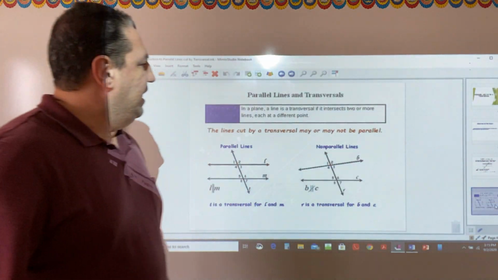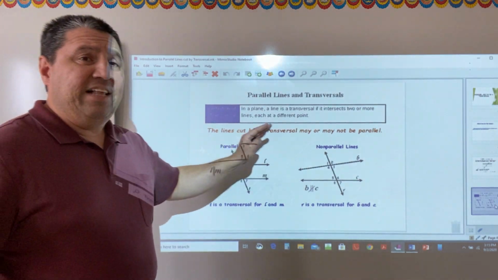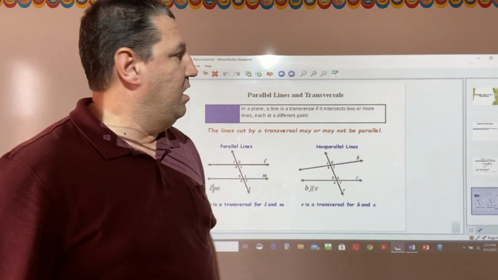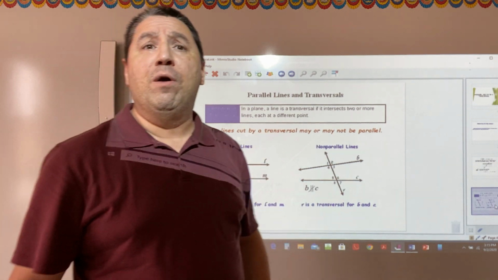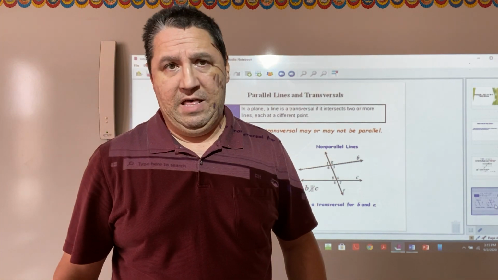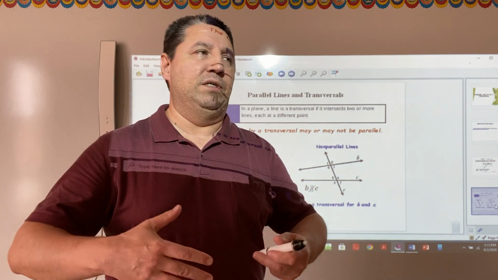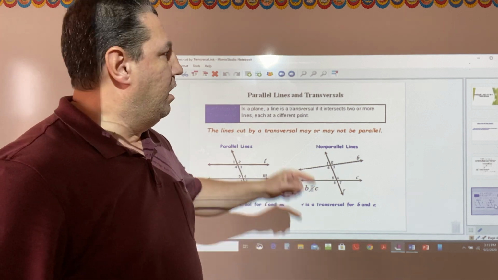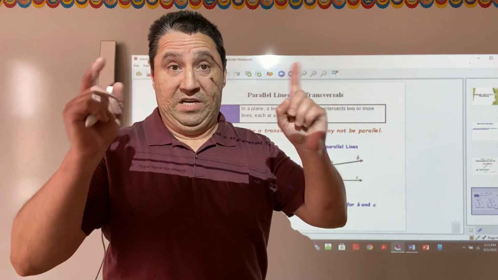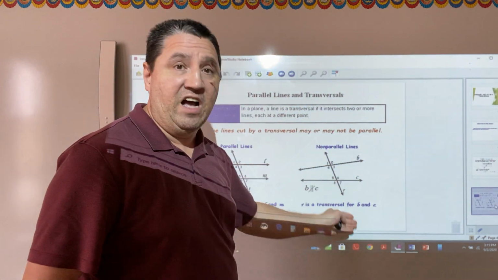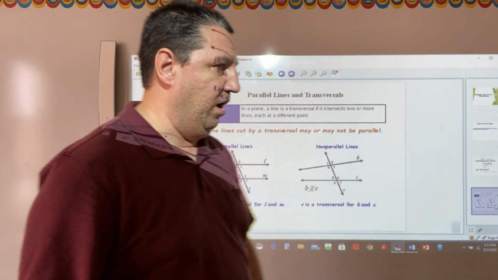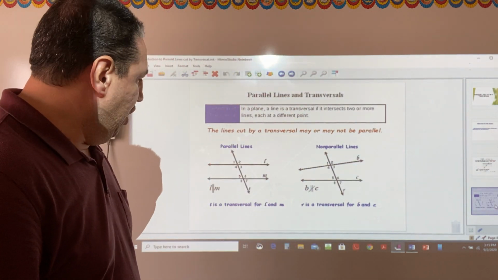Next. Now, the lines that are cut by a transversal may or may not be parallel. But in our lesson, we'll focus on a particular case of a transversal that cuts two parallel lines. Good.